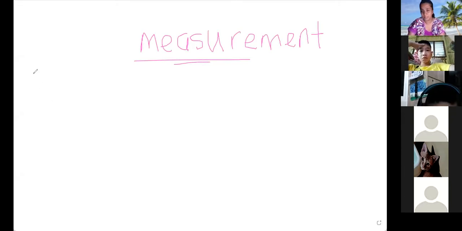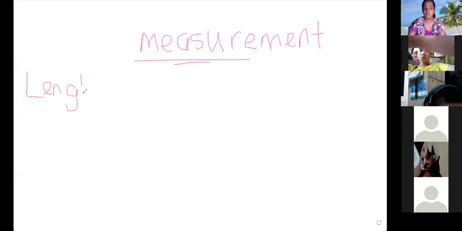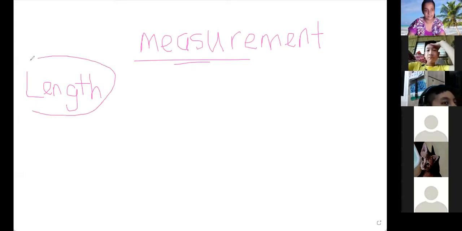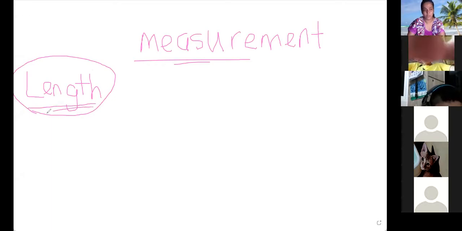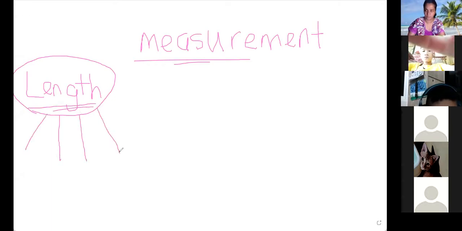So there are many things in this world that we can measure. We can start with length. For example, how tall you are, or how long is the table. So length is a measurement. When we want to measure length, we use certain units to help us to measure.